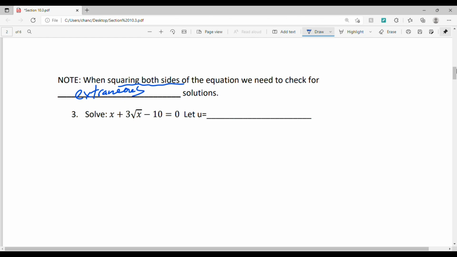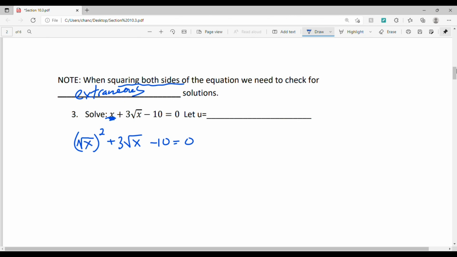In this example, it's more difficult to find what u is supposed to be. So I'm going to rewrite it just like I did before. And I want to make a guess. What should I square so that I get x from squaring that? Think about it for a moment, and you should guess it's the square root of x.